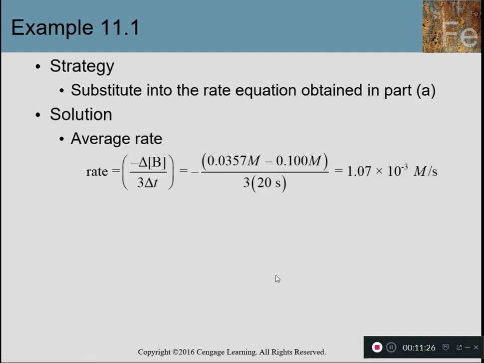So we're going to plug those numbers in. The average rate is going to be final 0.0357 minus 0.1, that's your change in concentration of B, divided by 3 and divided by 20 seconds. The rate of change is going to be 1.07 times 10 to the negative third molarities per second. So you have molarities on top, seconds on the bottom. That's the rate of this reaction.